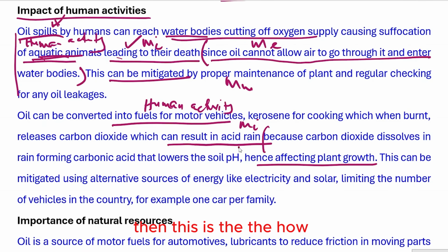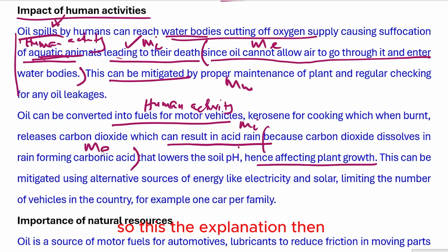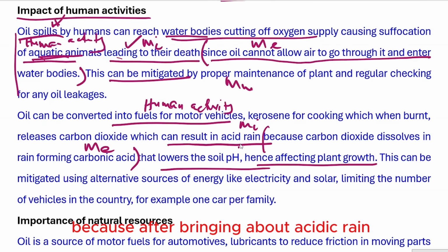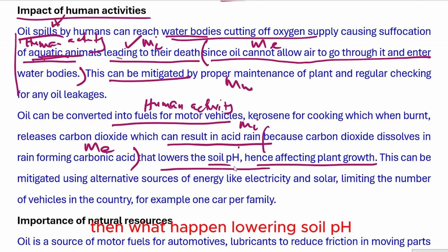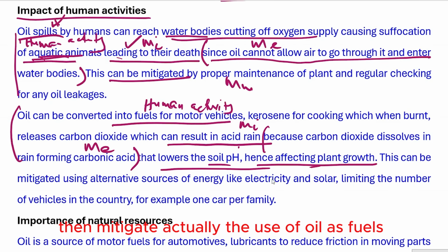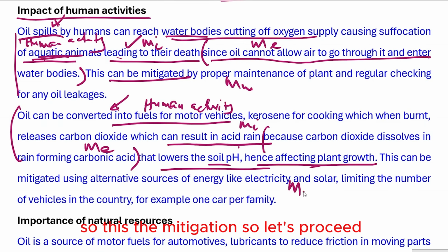Then this is the how, the formation of carbonic acid is the chemistry. So this is the explanation. Then connect the whole statement to have meaning up to here, because after bringing about acidic rain, then what happens? Lowering soil pH, then affecting plant growth. You have just made the whole statement very meaningful. Then mitigate actually the use of oil as fuels, because that's what's causing release of carbon dioxide. So you mitigate the cause. So this is the mitigation.